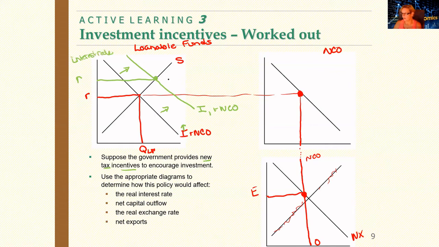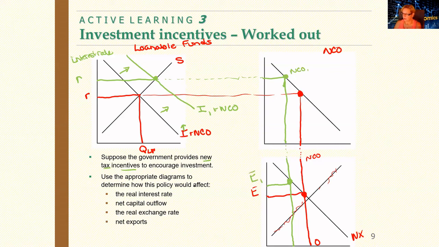We're going to follow that over to net capital outflow. We'll call this net capital outflow 1. We're going to drop that down, come in here and drop it here. We're going to move this in, and we'll have the real exchange rate 1.